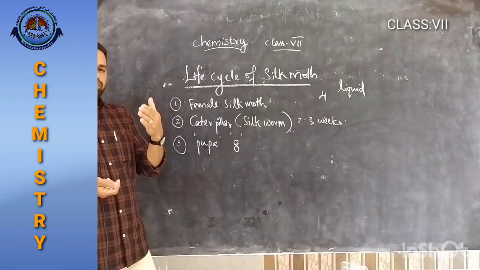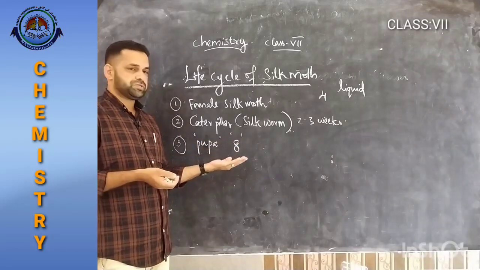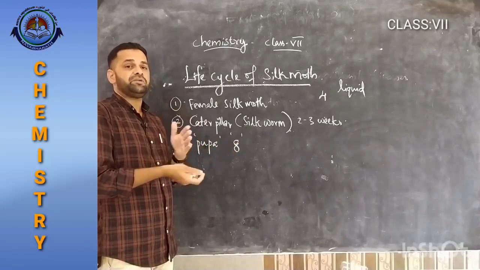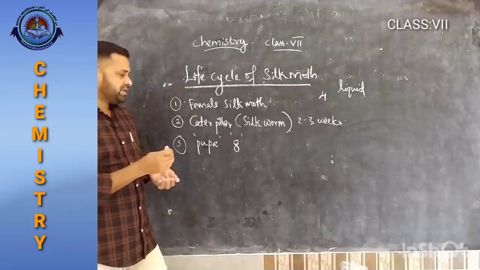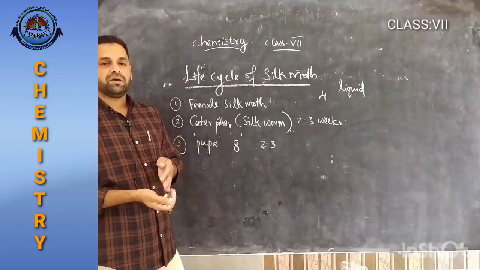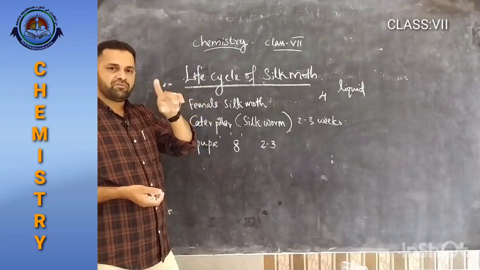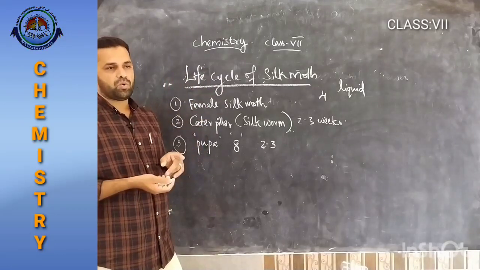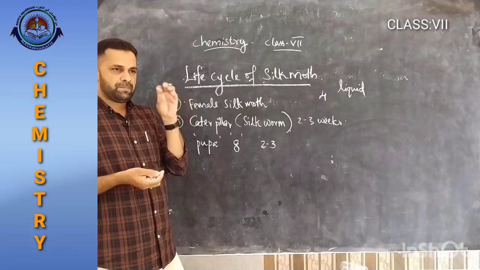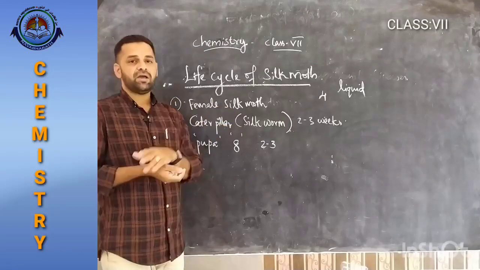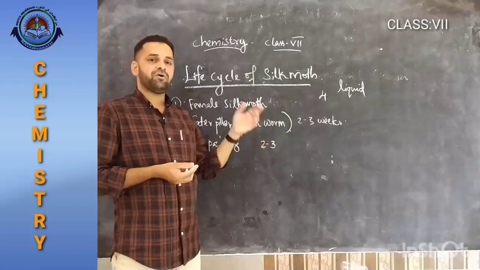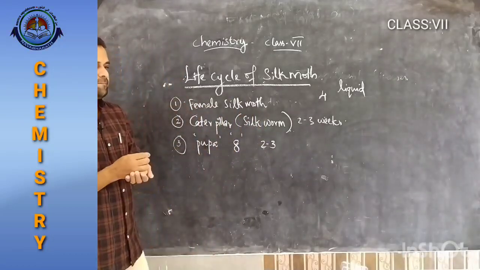and when the liquid form of silk is produced and comes in contact with the air, it solidifies, and then within 2 to 3 days it completes the formation of the cocoon. And this cocoon will protect the pupa that is present inside the cocoon. So, it is the protective layer of the pupa.